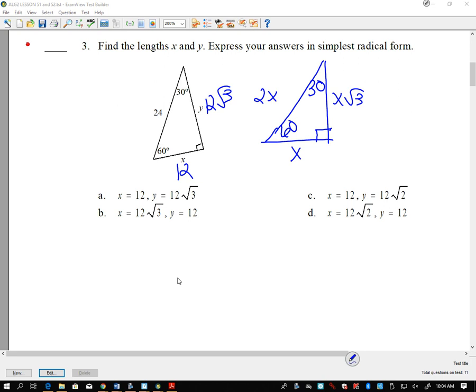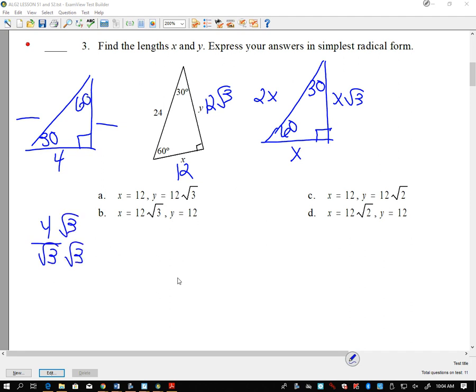Okay? So let's say for a second that we do take another triangle here. We say that this is 30 here, 60 here, and I'm going to say that this is 4. How do I find this and this? Well, like I said, we take 4 and divide it by radical 3, right? Which means I have to multiply by radical 3 over radical 3, right? So I'm getting 4 radical 3 over 3 here, right?